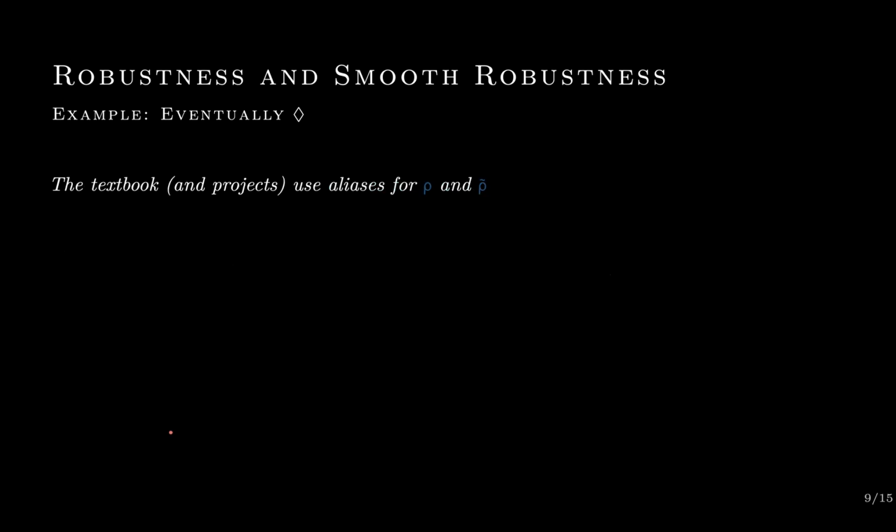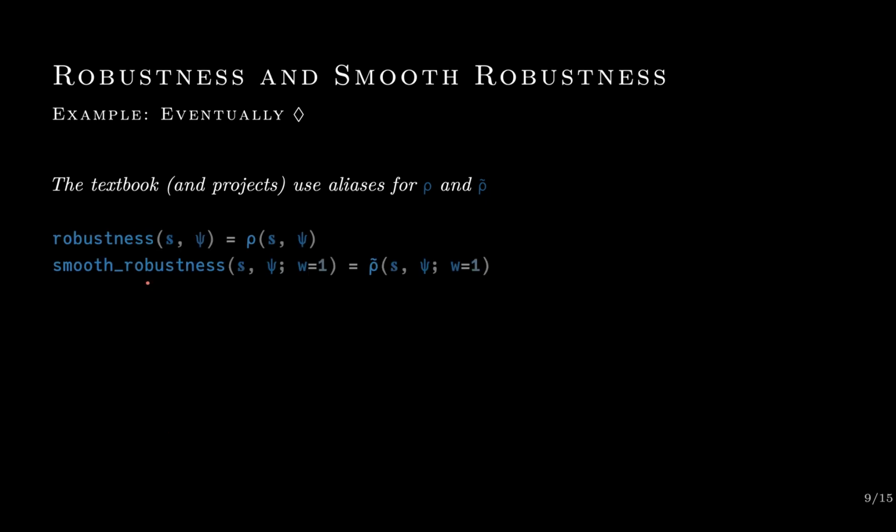One thing you might note is that in the textbook and the projects, you can use aliases for rho and rho tilde, so you don't have to keep typing out \rho and \rho tilde. We just call those robustness and smooth robustness, where the smooth robustness takes in a weight parameter. Under the hood, it's just an alias for rho and rho tilde.